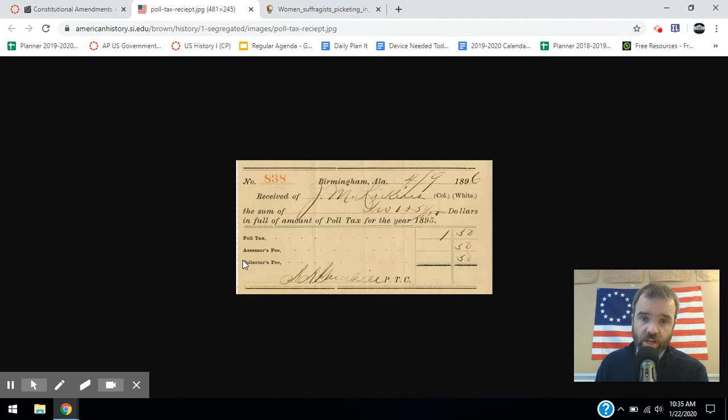The 24th Amendment, here we have a picture of a poll tax, and a poll tax was exactly what it sounds like. It was requiring someone to pay a tax in order to vote. It was implemented by many states in the South to try to disenfranchise or take the right to vote away from African Americans, even though their right to vote was protected by the 15th Amendment. So the 24th Amendment makes poll taxes unconstitutional.